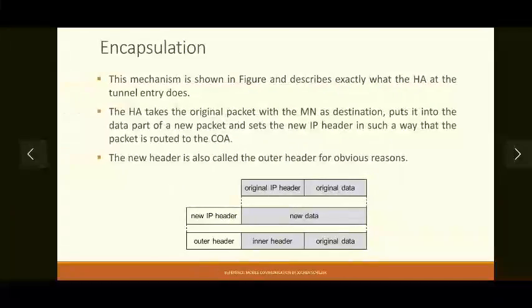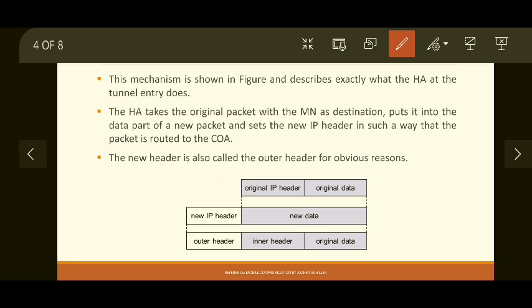Okay, so before seeing the types, let's see the mechanism. The mechanism is shown in the figure and describes exactly what the home agent at the tunnel entry does. As you can see, the home agent takes the original packet, which is shown here. I will denote it as OP, which consists of the original IP header, assuming an IP network layer, that means an IP packet, and the original data. In this packet, the source address will be the correspondent node and the destination address will be the mobile node.